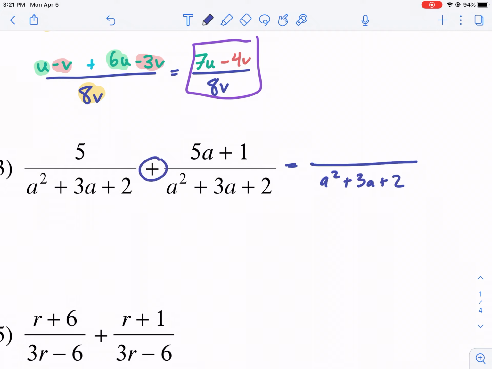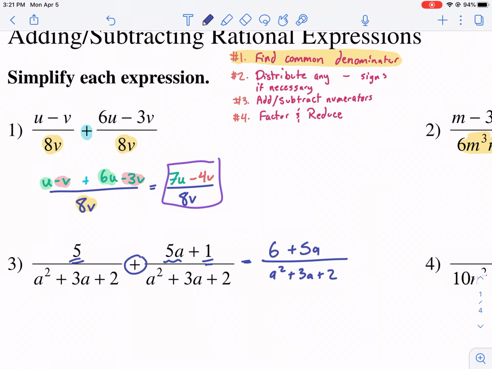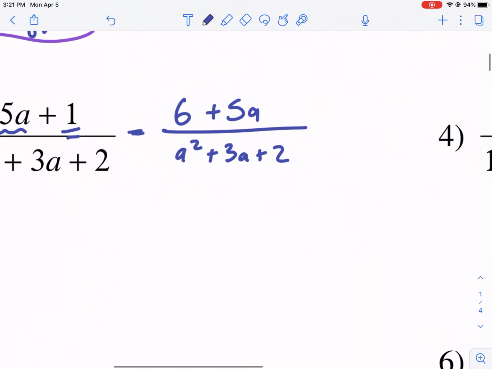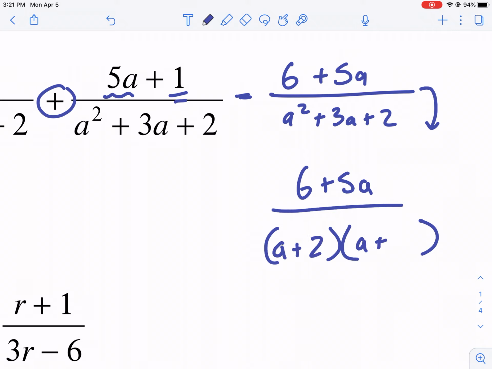We don't have to worry about this negative sign, so we're just going to add the terms. So we have a 5 and a 1 that we're adding. We're going to get 6. And then we have a positive 5a that we're going to add there. Now, it looks like we're done, but again, our objective is to factor and reduce in this stage. So we are going to factor this further. So 6 plus 5a cannot be factored any further. But a squared plus 3a plus 2 can. So we're going to put it into two parentheses because it's a trinomial, and we have a plus 2, a plus 1.